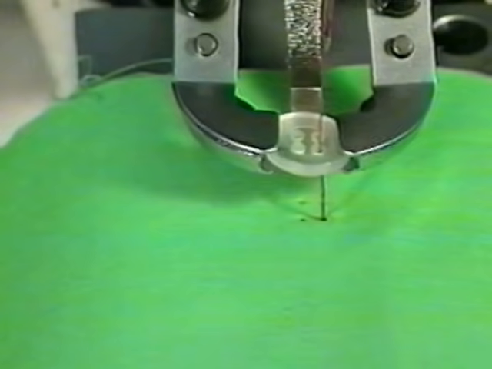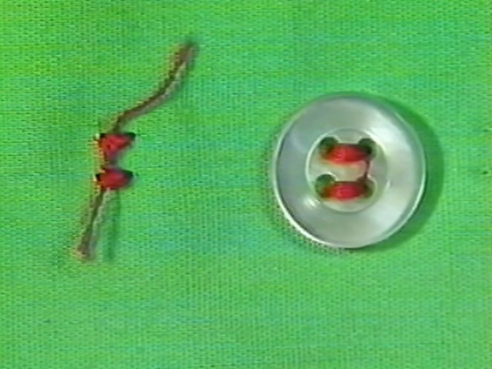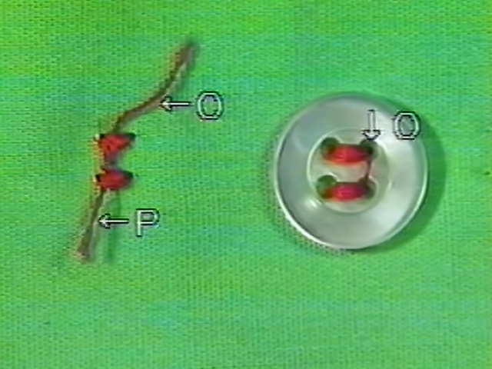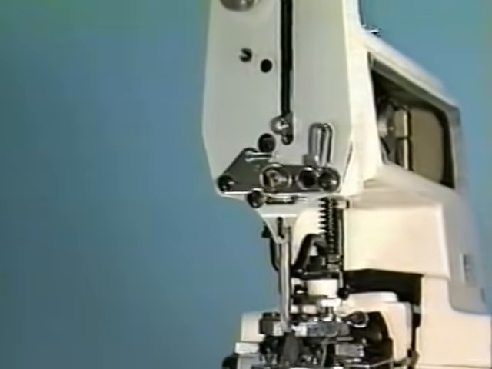The thread remaining at the sewing end should be approximately 3 to 4 millimeters. If the thread is too long, as shown in A, the length of thread remaining in the needle becomes shorter. In this case, stitch skipping will occur at the start of sewing the next button. Thread O is the thread at the start of sewing. Thread P is the thread at the end of sewing.